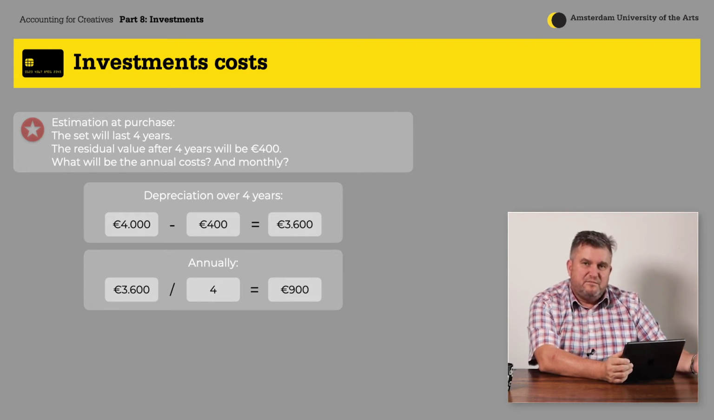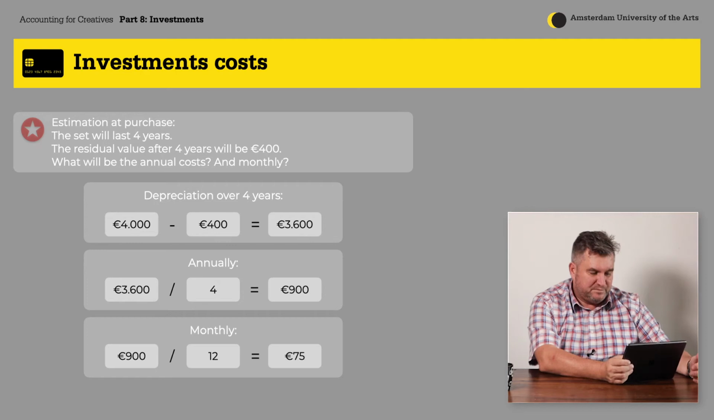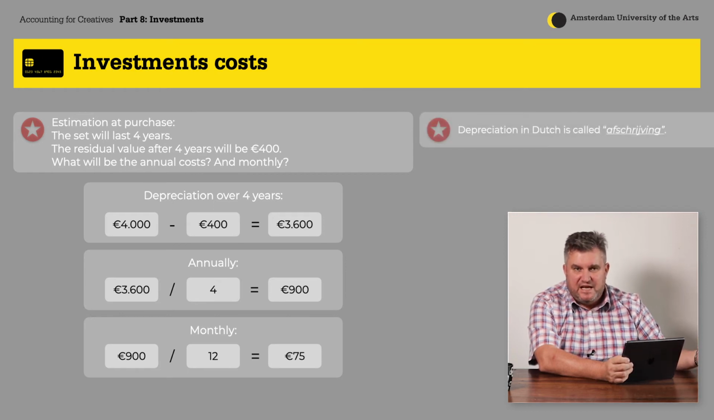If you wanted to have it calculated monthly, then you can just divide it by 12, and then 75 euros each month will be your depreciation for the use of this set. So this is how we get these numbers. In Dutch we call depreciation afschrijving, which means assets going down in value.